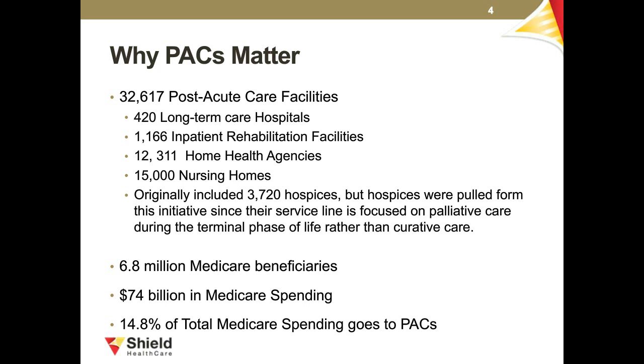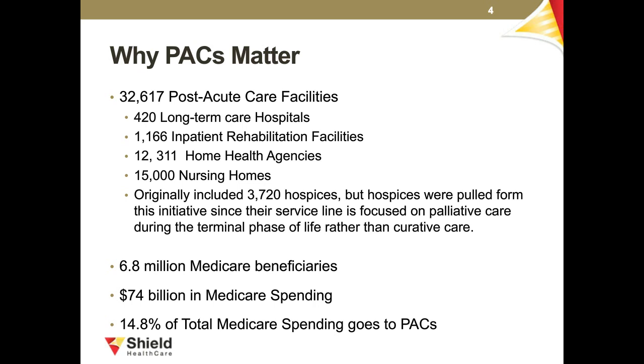Originally, hospices were going to be considered, and there were 3,720 hospices that were going to be considered in post-acute care, but it was decided that since hospice is basically focused on palliative care, where the other areas are more on rehabilitative care, it would be difficult to get that kind of comparison, so we didn't see that.